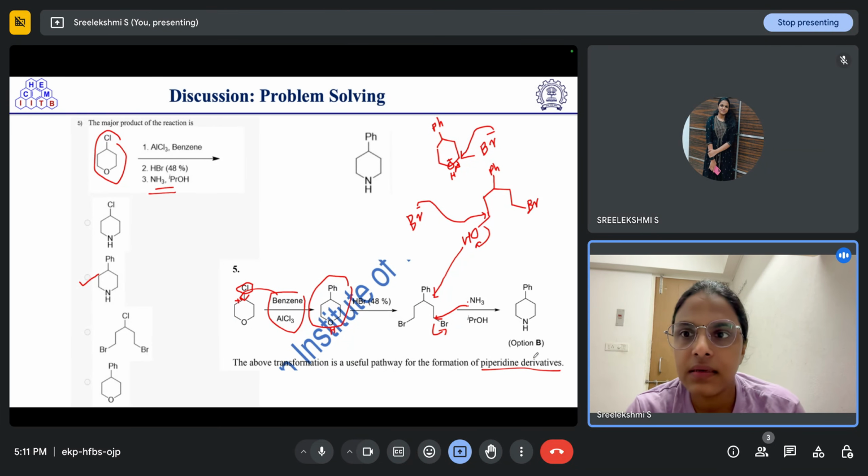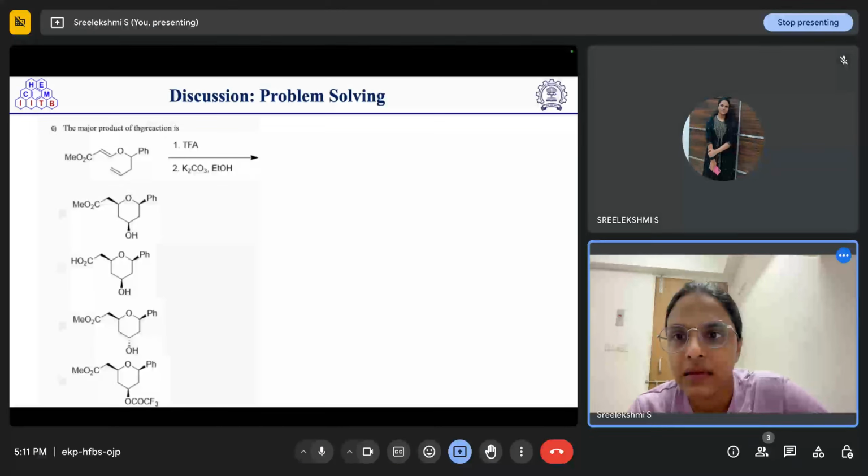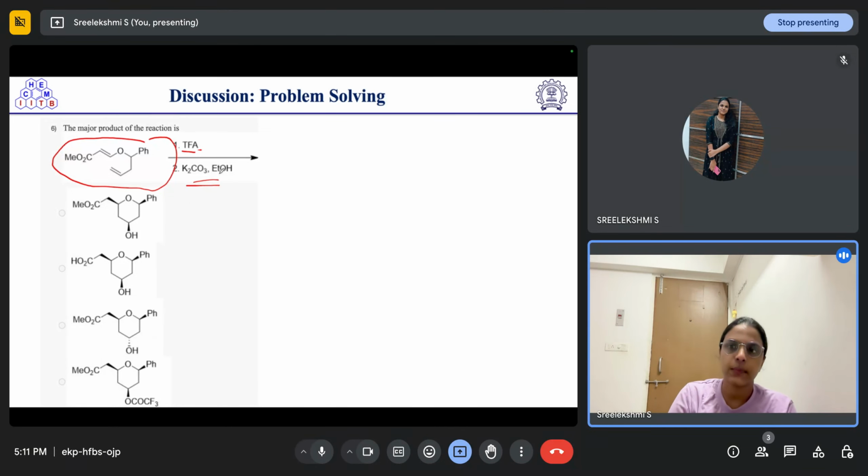Moving to the next question, the major product of the reaction. Here this compound we are treating with trifluoroacetic acid, and K2CO3 in ethanol in the second step. Which will be the major product?